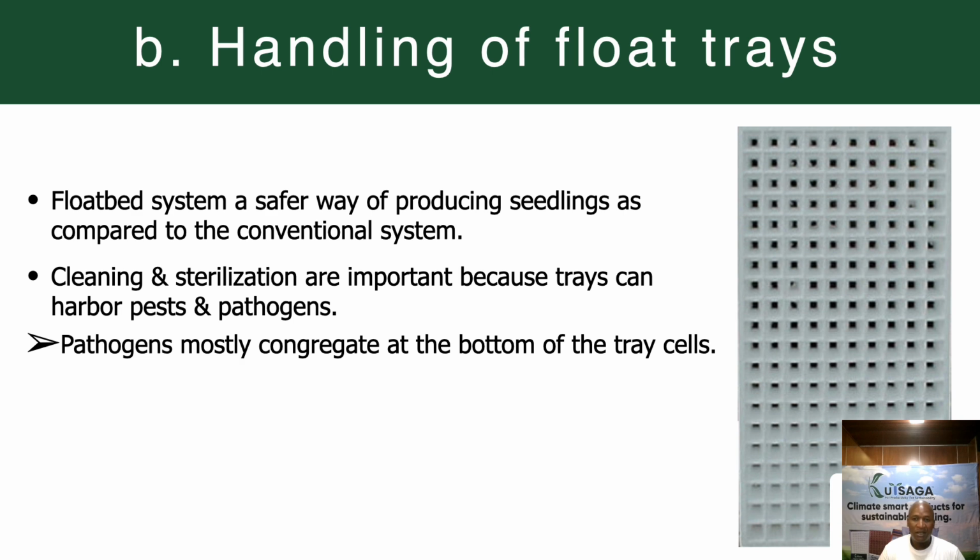You also need to be handling your trays well. For example, your float trays must be cleaned and sterilized, because if they are not cleaned and sterilized, they will harbor pests and diseases. We have seen that pathogens and even insect pests tend to congregate at the bottom of trays. So you need to clean those trays, you need to sterilize those trays to deal with those pathogens and pests.